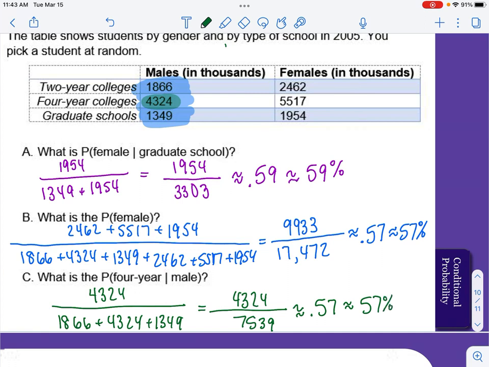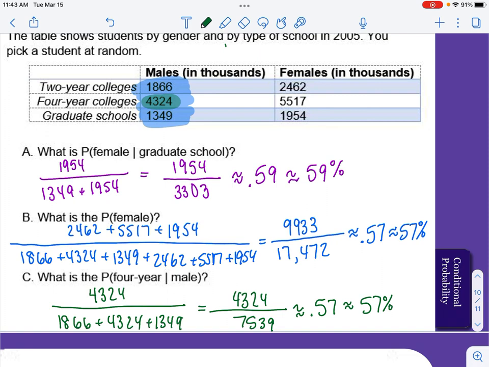Now, it's just totally a coincidence that these are both 57%. It's not always going to happen that way. It just happens that the probability of females out of the total is the same as the probability of four-year students given that they're males. So, just a coincidence.